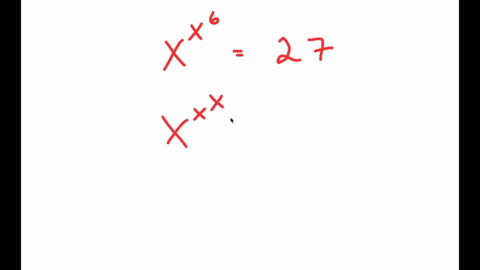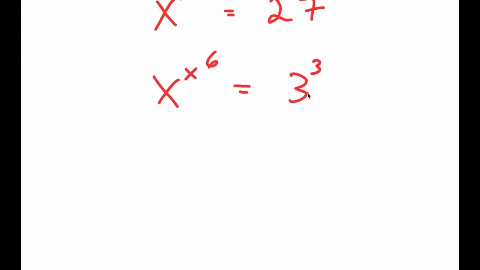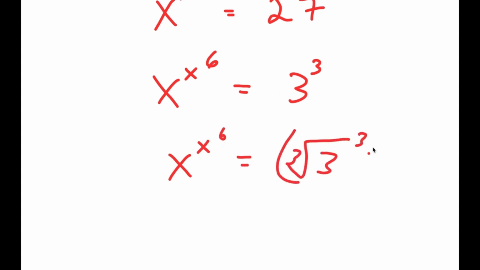Alright, so in this video, I'm going to solve the equation x to the power of x to the power of 6 is equal to 27. So to solve this, I'm going to first rewrite this as x to the power of x to the power of 6 is equal to 3 to the power of 3. And now from here, this is the same thing as x to the power of x to the power of 6 is equal to the cube root of 3 to the power of 3 to the power of 3.